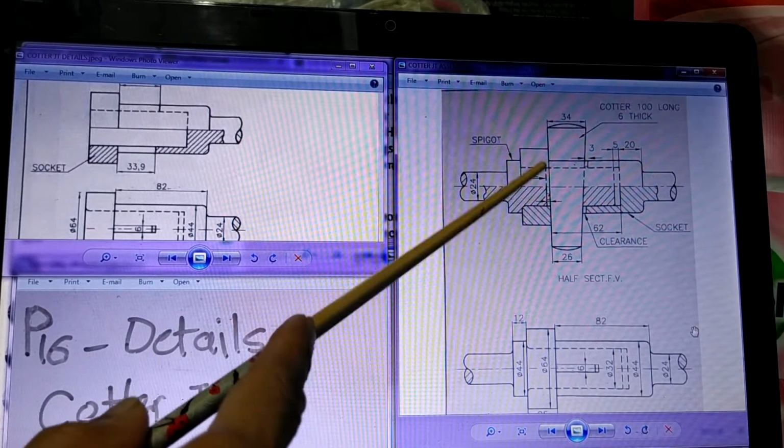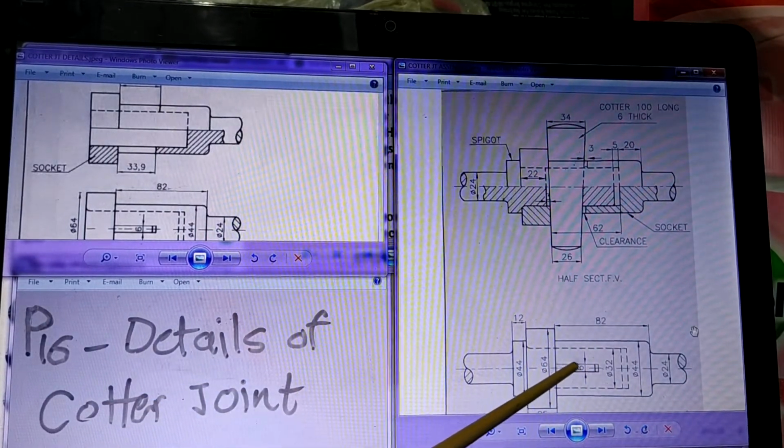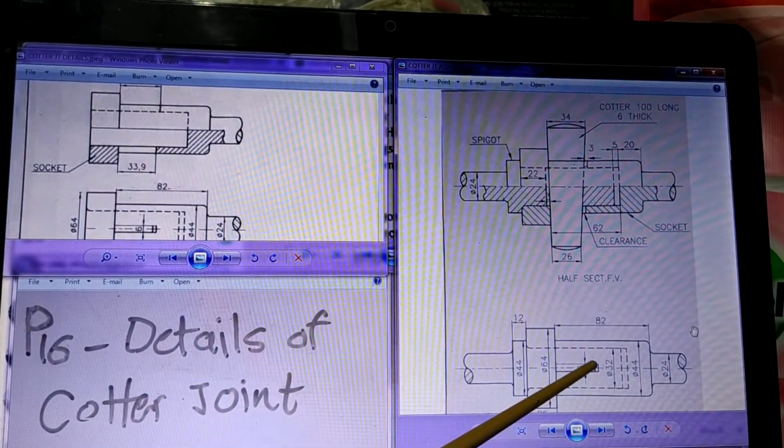So first of all this assembly is done, and then the quarter is put through this common slot which is there for both the parts. So that's how the joint is formed.